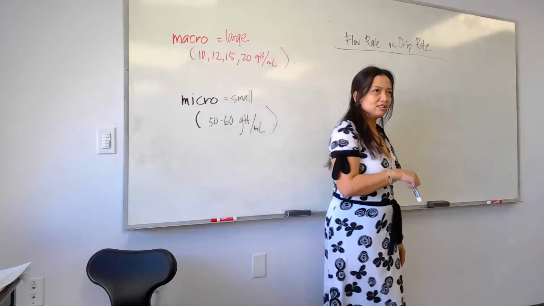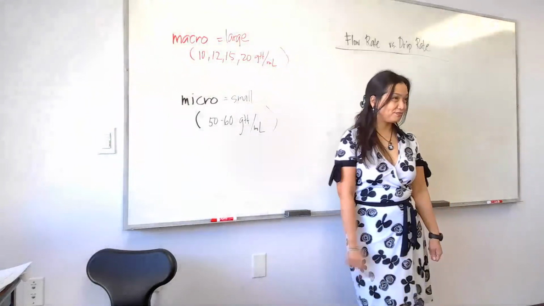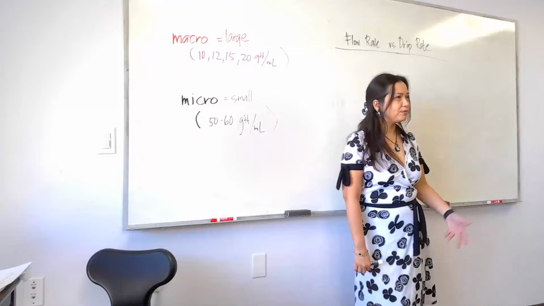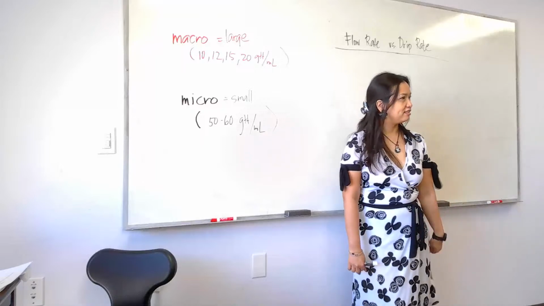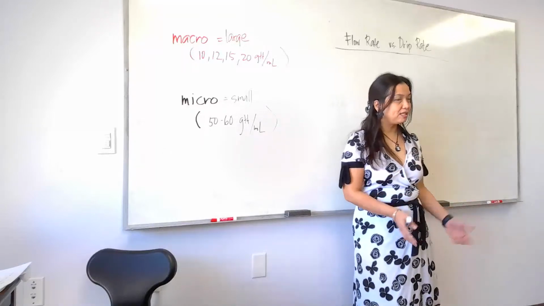My point is, on major exams, they use the terms interchangeably. They may say, what's the flow rate, but they meant drip rate. And what's the drip rate when they meant flow rate? So be very careful. Don't fall into that trap.